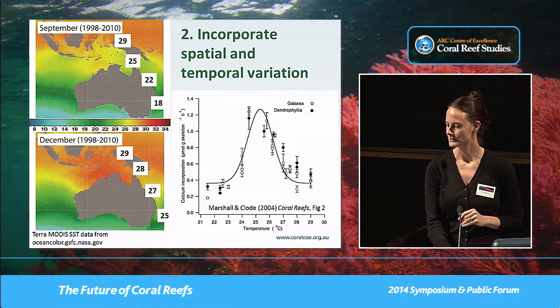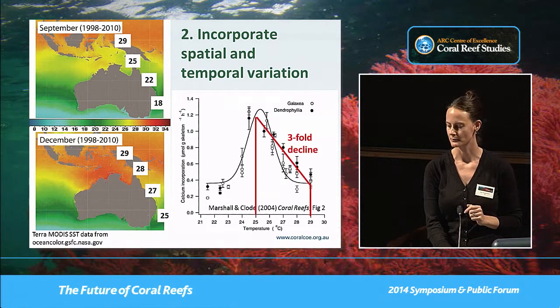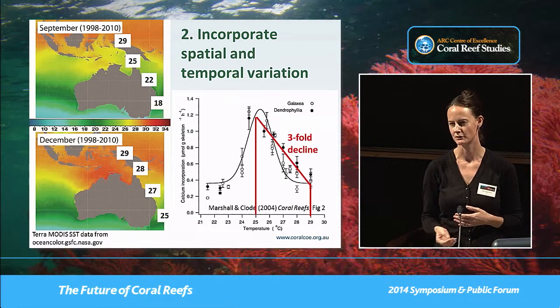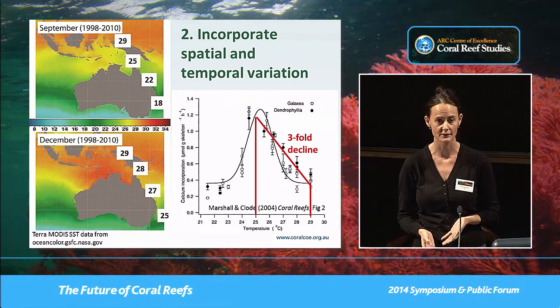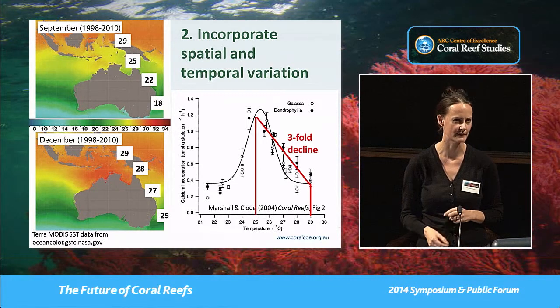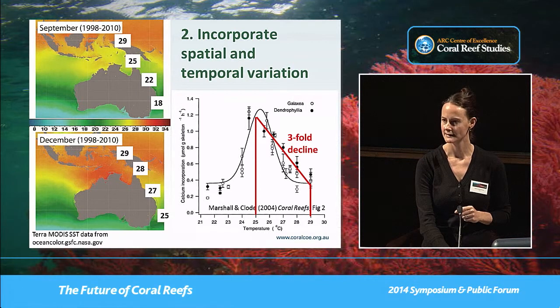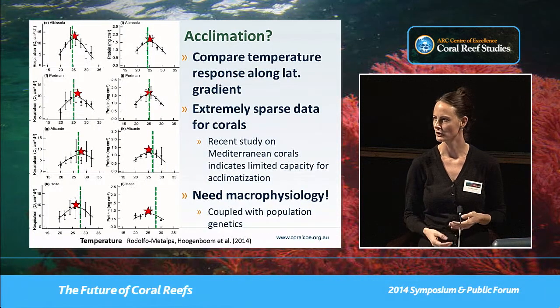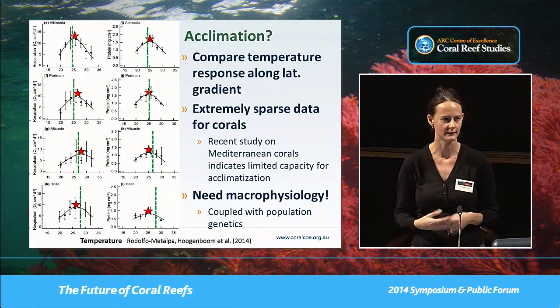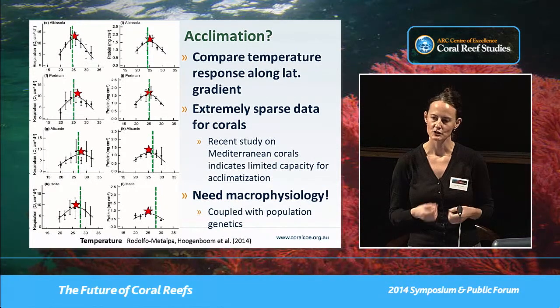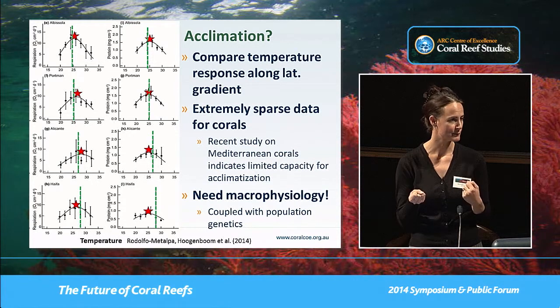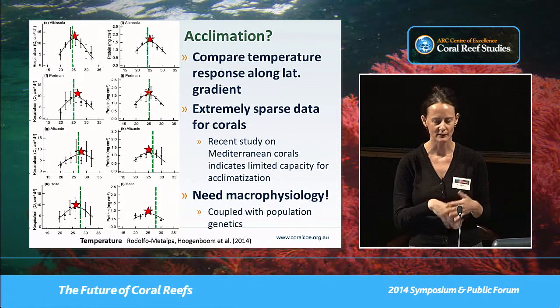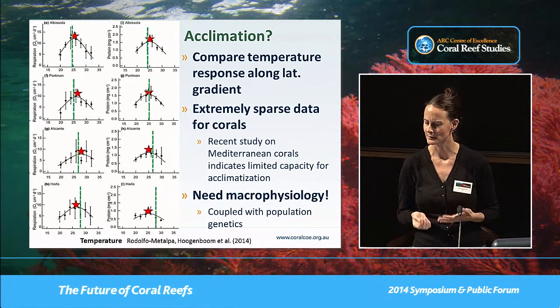In this example, which is calcification for 2 different coral species, you can see that over a temperature range of 25 to 29 degrees, we see about a 3-fold decline in calcification. This kind of functional response data for corals is extremely sparse in the literature. We've done a good job in coral physiology and ecology of measuring responses at 2 or 3 temperatures, but the data to actually calibrate these functional responses is extremely sparse.